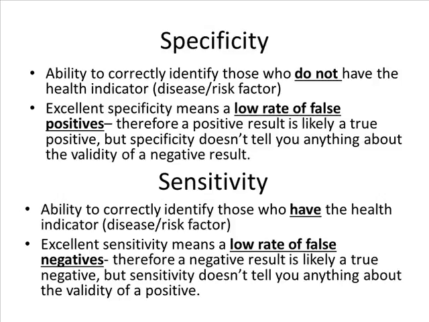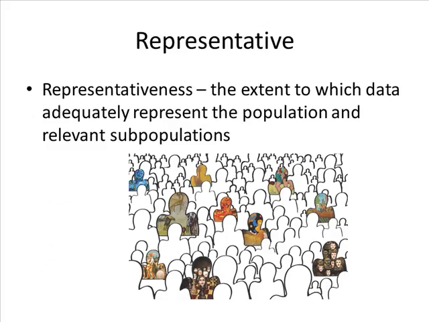Sensitivity is the ability to correctly identify those who have the health indicator, disease or risk factor. Excellent sensitivity means a low rate of false negatives, therefore a negative result is likely a true negative, but sensitivity doesn't tell you anything about the validity of a positive. Slide 23. Representativeness is the extent to which data adequately represent the population and relevant subpopulations.